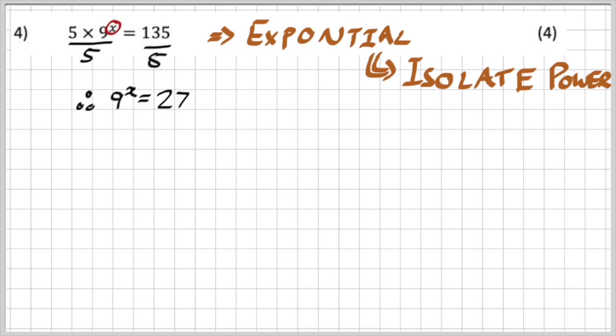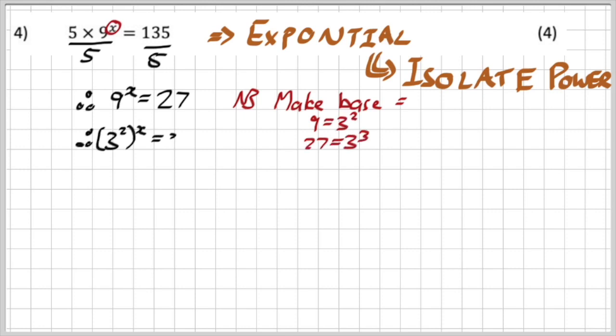Now, if you remember exponential equations, I need to get my bases to be the same. So I'm going to change the 9 into 3 to the 2 and the 27 into 3 to the 3. Removing the brackets on the left means I can now throw away my 3's and I'm left with 2x equal to 3.